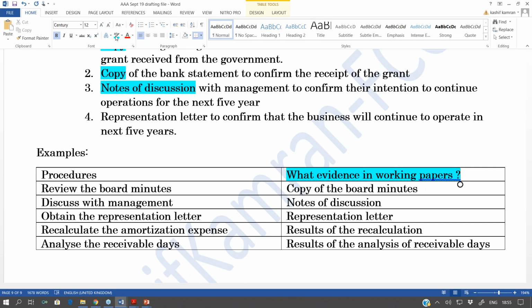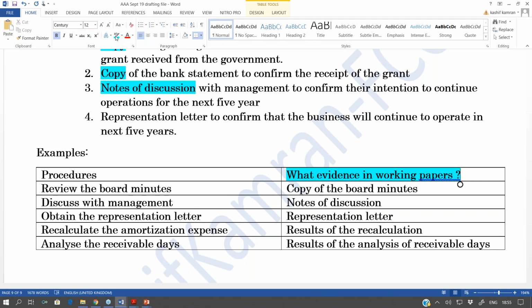So something has to go in the working papers, right? So it's a very simple rule that if a document belongs to management, we write the word copy. So there can be hundreds of management documents, right? Cost card, sales invoice, good receiving note, good dispatch note, lease agreement, loan agreement. There can be hundreds of management documents, cash book, fixed asset register. So do I need to tell every time that you need to write the word copy with the management document?